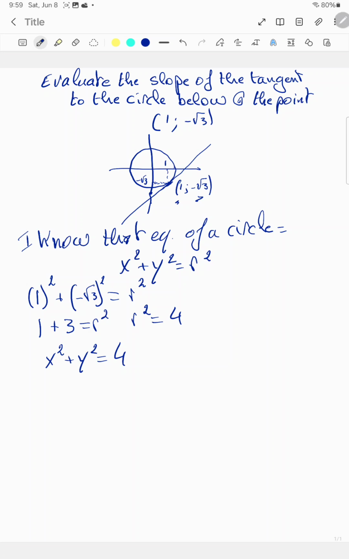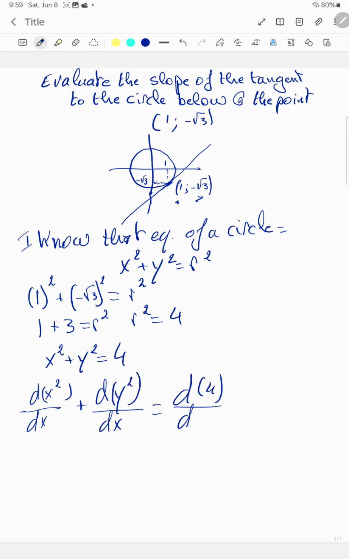I know that the slope is the derivative of that equation, so I can derive it. d of x square divided by dx plus d of y square divided by dx is equal to d of 4 divided by dx. The first one is easy because I'm deriving x square according to x, so it becomes 2x. The derivative of x square is 2x, plus d of y square divided by dx.